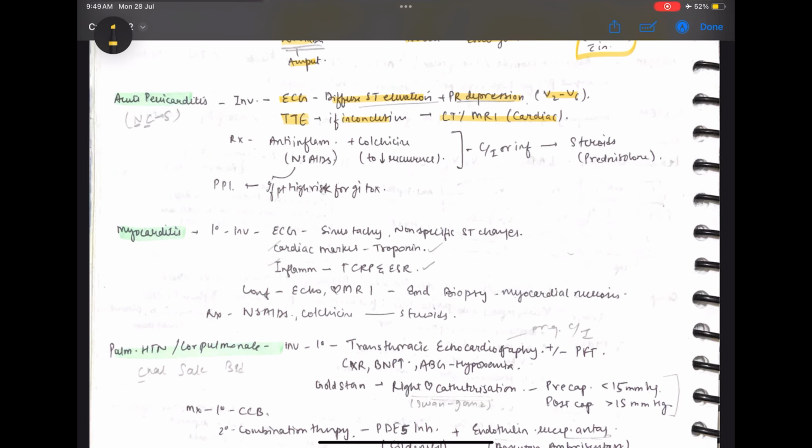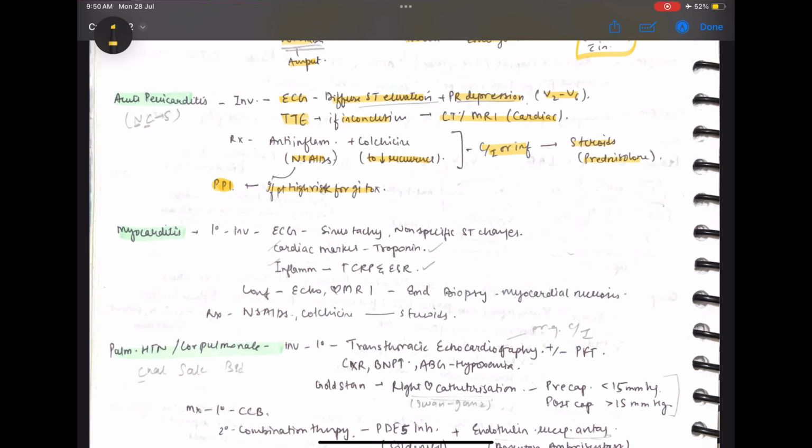Then there could be multiple causes for it. It could be MI, it could be Dressler syndrome, or it could be uremia or SLE. Now for the treatment, we'll have to start with NSAIDs, specifically indomethacin. With that we can give colchicine, and if the person has high risk for GI toxicity, then PPIs we can use. And if all this is contraindicated in this patient or it is ineffective, then we'll have to switch to steroids, that is prednisolone.